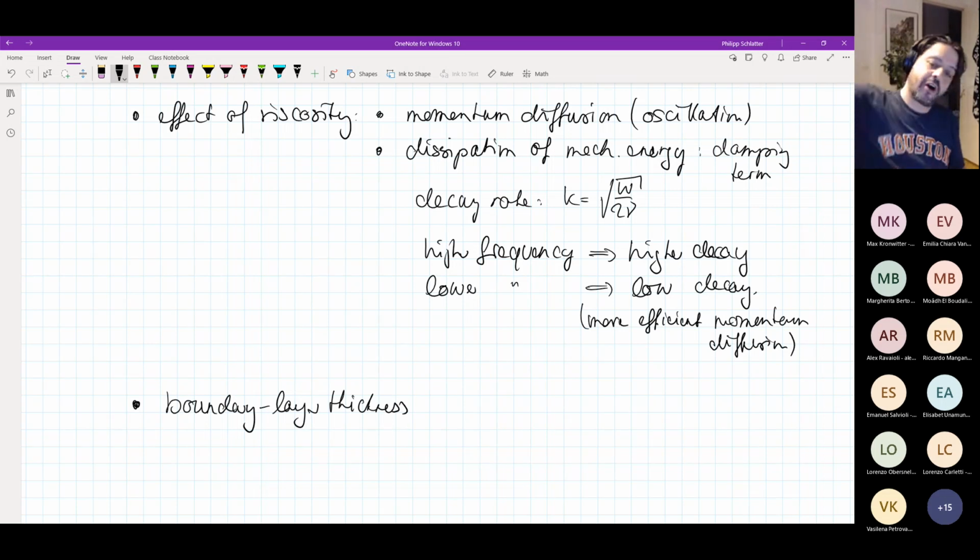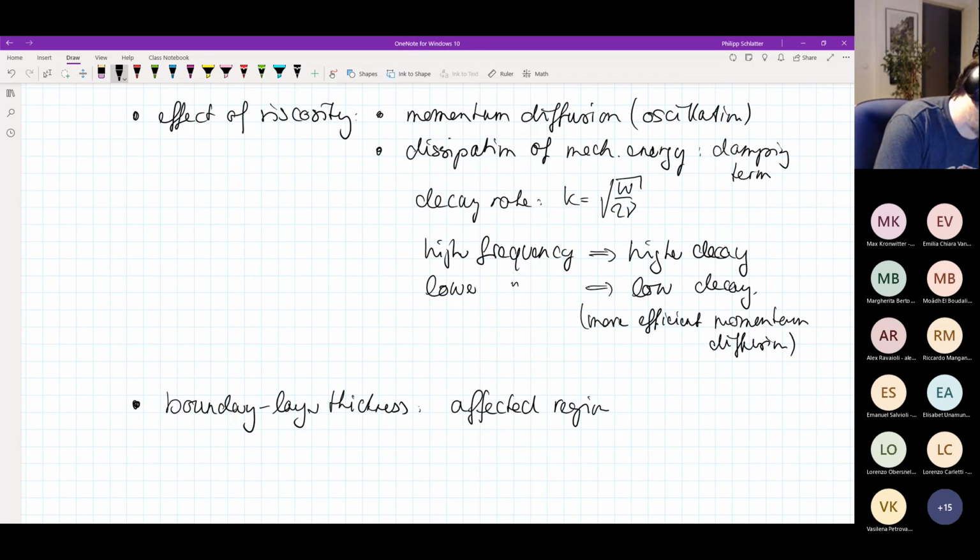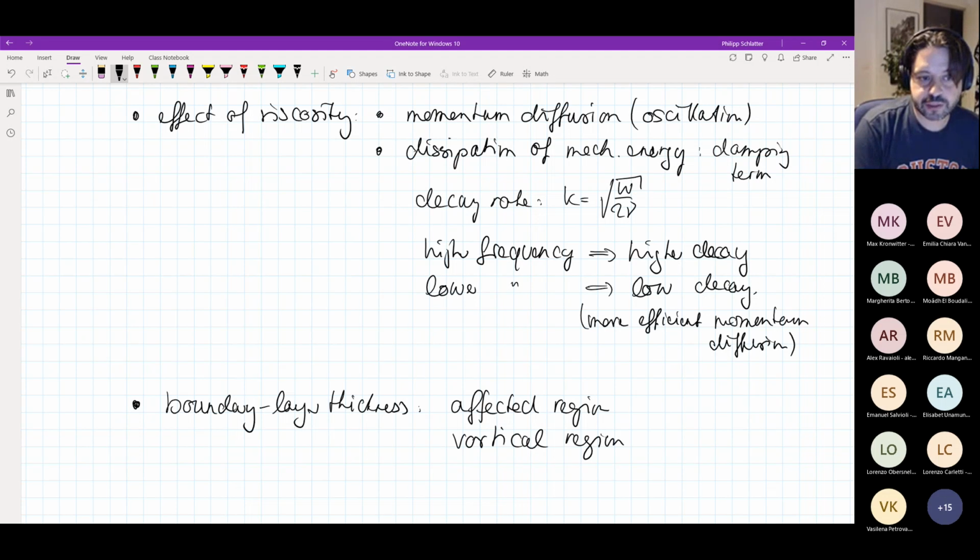Because it's clear, if I'm far away, the diffusion or the decay is so strong that I would never ever feel that there was this oscillation. And of course, this is what I could again define as the region which is affected by the wall movement. So the boundary layer thickness is a measure for how thick is the affected region, or as we discussed earlier, how thick is the vortical region, so the region where I actually have vorticity being present.